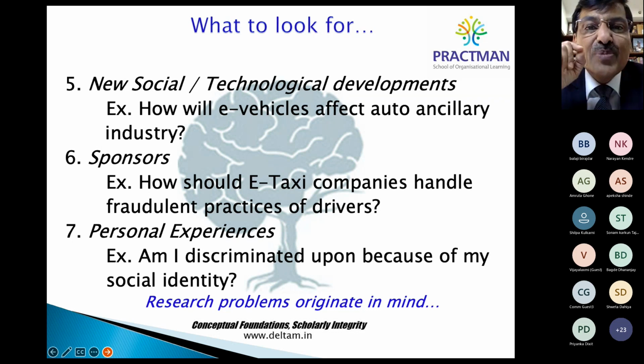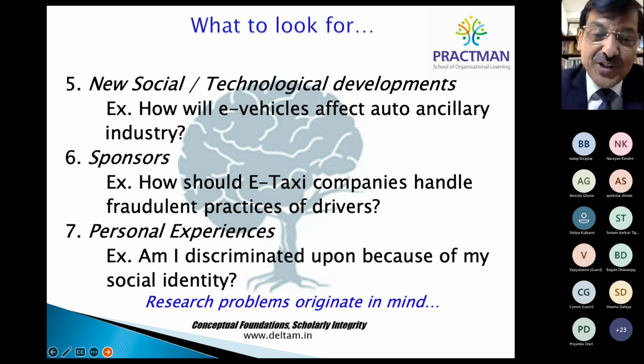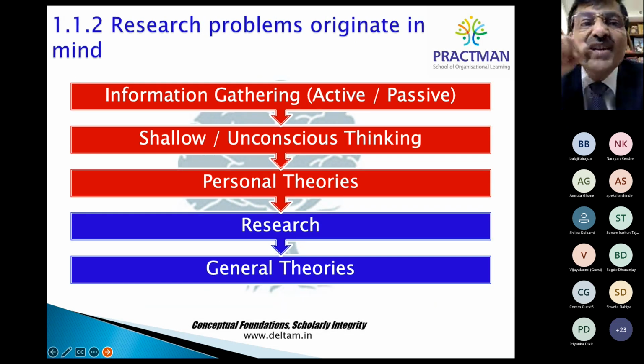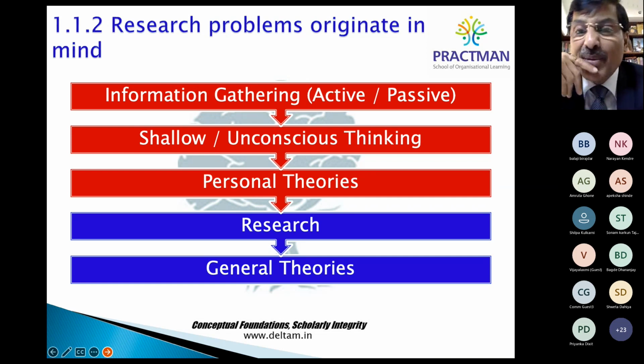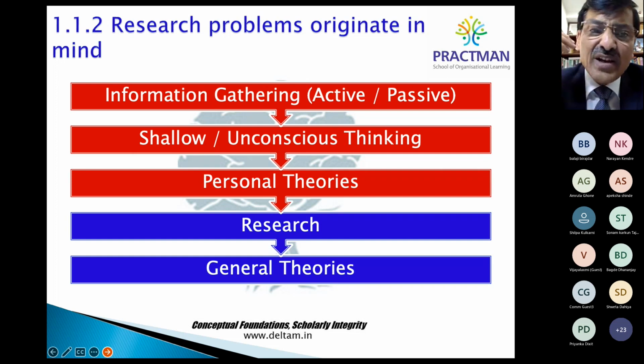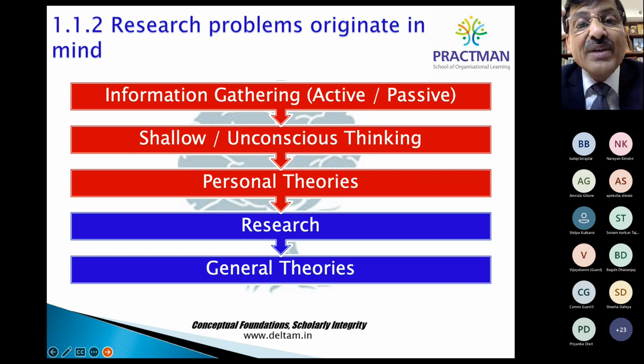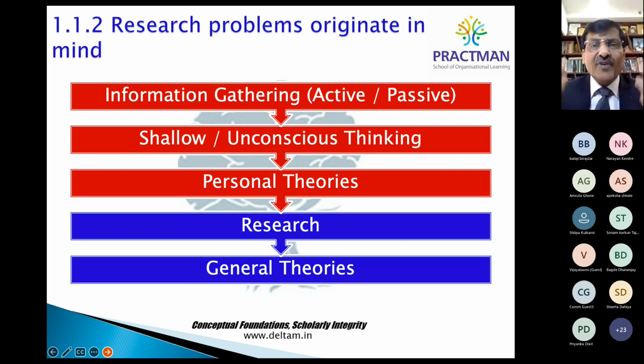So all these research problems are not out there externally, they are there in your own mind. All these research problems originate in researchers' minds. When I say this, what exactly do I mean? We are all the time gathering information. Sometimes we are doing it actively, sometimes knowingly, sometimes passively or unknowingly, through all our 5 senses.